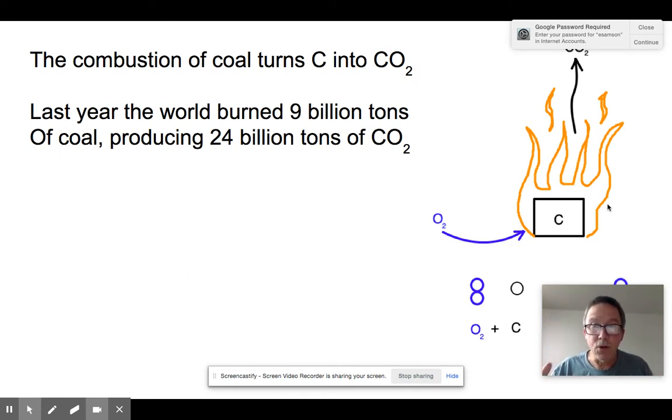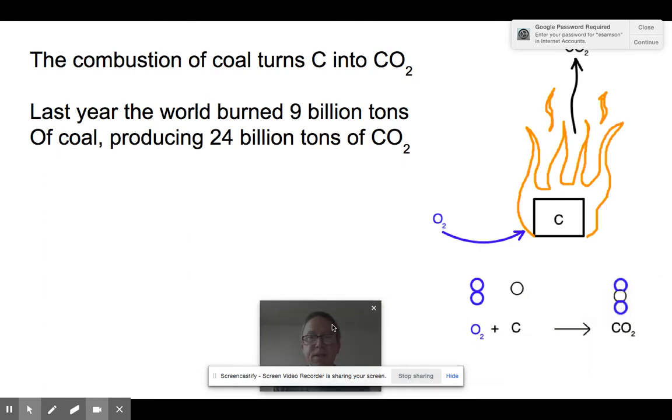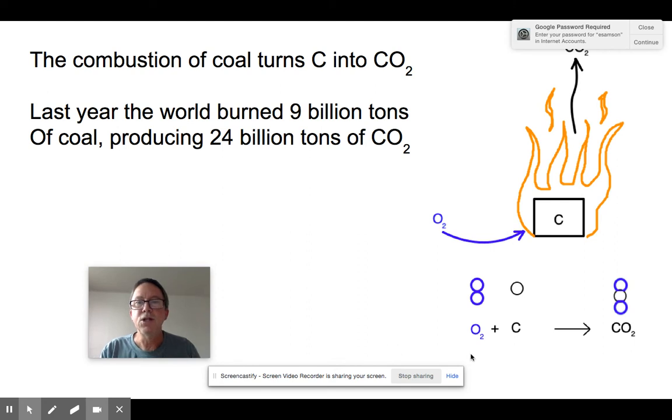But burning coal produces carbon dioxide. So O2 comes in. It reacts with coal, which is just carbon, with other pollutants like sulfur and lead and other things, and you get carbon dioxide. All right, that's not my best artwork ever.